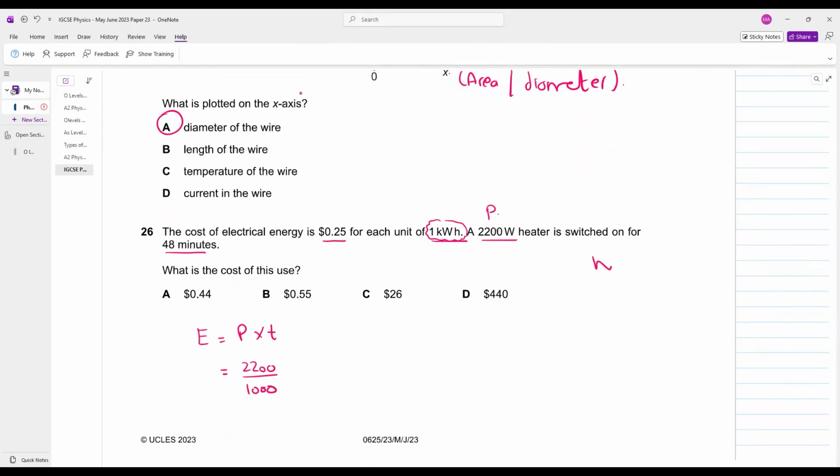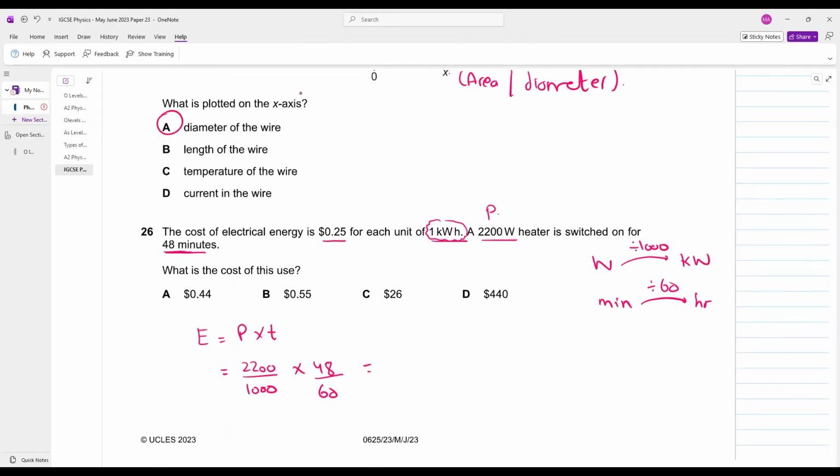Always remember, if you have to convert your power from watts into kilowatts, you will divide it by 1000. You also have to convert your time into hours. Whenever you want to convert from minutes to hours, what will you do? Divide by 60. So convert your time into hours as well. What does your energy come out to be?